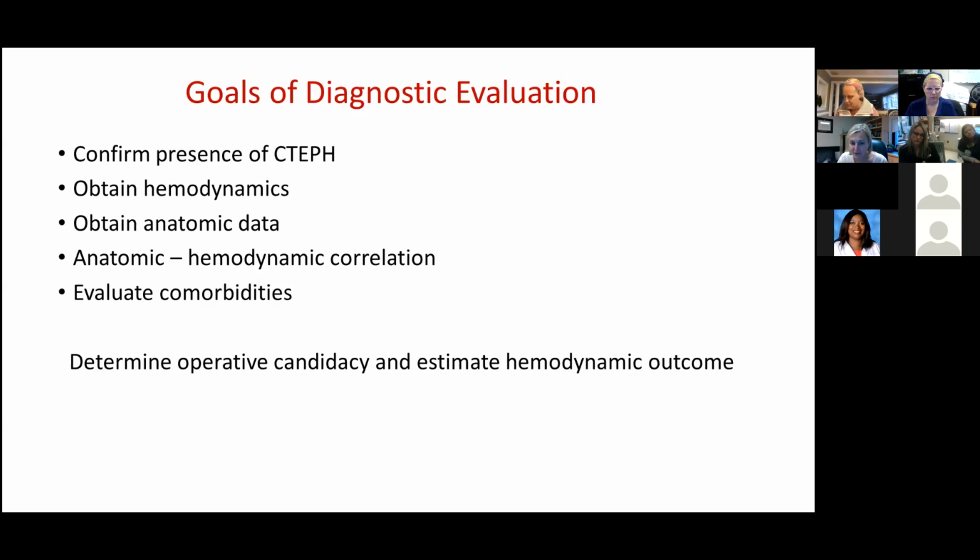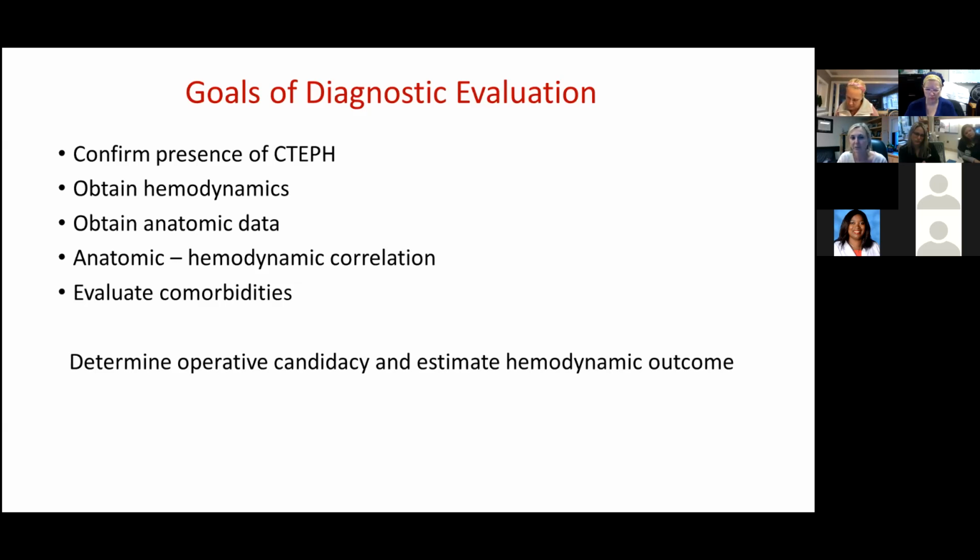So if you have very high pulmonary pressure, but you have very little clot, that clot is probably not responsible for this hemodynamic abnormalities. And so doing something like a CTEPH surgery on someone who has very significant pulmonary hypertension and very, very little clot is going to get you into a whole lot of trouble. And then evaluate comorbidities.